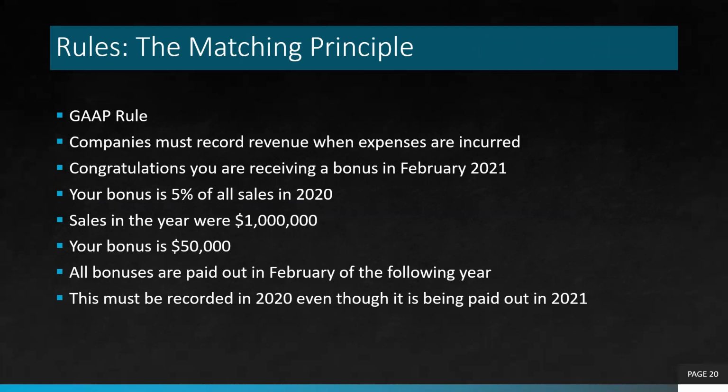There's also the matching principle under GAAP rules. A company must record expenses when revenue is earned. So congratulations, you're receiving a bonus in February. And your bonus is 5% of all of the sales that occurred in 2020. And sales in that year were $1 million. So 5% of that is $50,000. So how would I record this? Well, the bonuses are being paid out in February of the following year, but the bonus is being earned on the sales that were made in 2020. So I have to record that in 2020, even though it's being paid out in 2021.